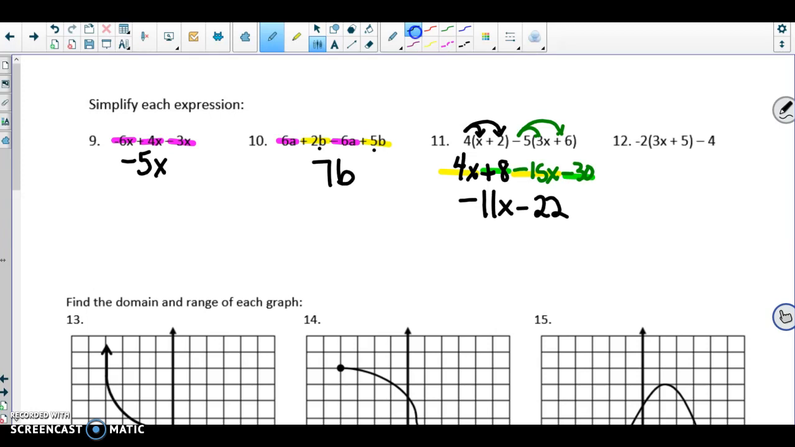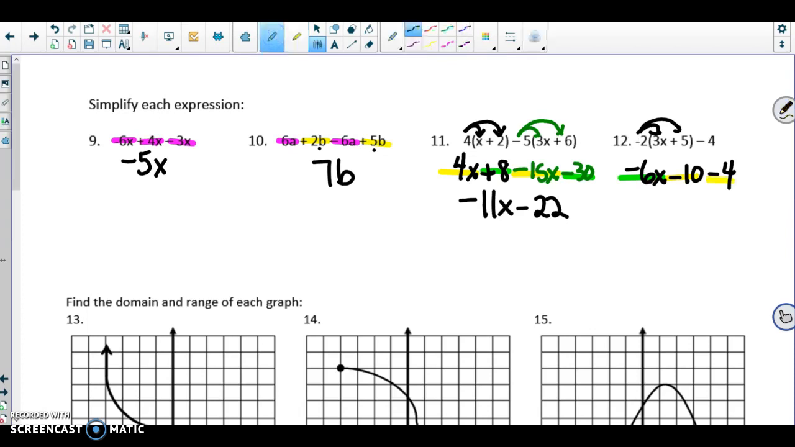Number 12. Again, I have some parentheses, so I've got some distributing to do. I've got to distribute here, and I've got to distribute here. Negative 2 times the 3x is going to be negative 6x, because negative 2 times 3 would be negative 6. Negative 2 times 5 would be negative 10 or minus 10. And then I still have this minus 4 that I'm going to bring down here. Now I've gotten rid of my parentheses, so I can figure out what goes with what. Here's my x's, and then the rest of it, those are constants, so they're going to go together.